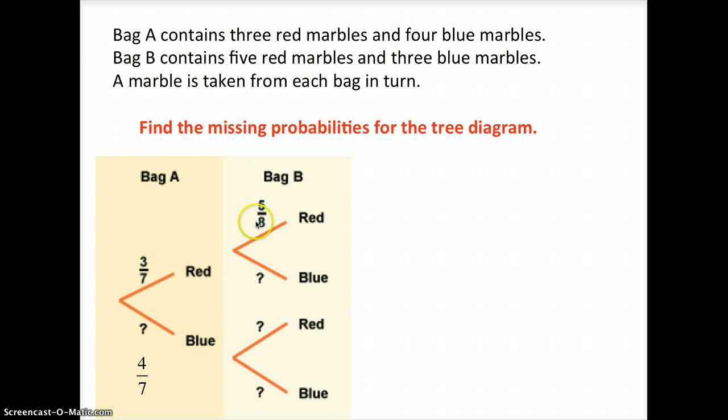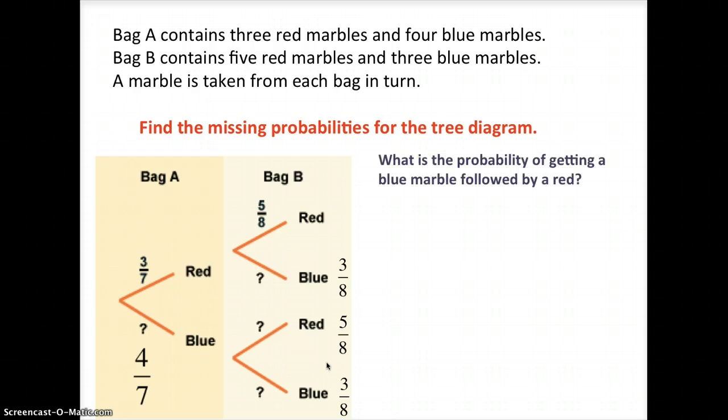Okay. Moving along to bag B. Bag B contains 5 red marbles and 3 blue marbles, so there's a total of 8 marbles inside the bag, so that will be your total number of possible outcomes. For getting a red, there are 5 red marbles, so you have 5 out of 8. So for blue, you'll have 3 out of 8, and then you should copy these probabilities on the second one, 5/8 and 3/8. Okay. First question is, what is the probability of getting a blue marble followed by a red? Pause the video and write your answer.